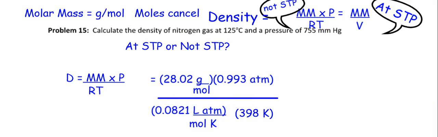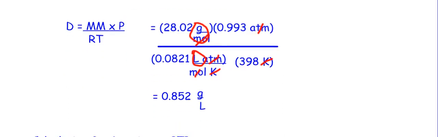Now, I want to show you something. What's going to happen here? What can I cancel out? I can cancel out moles, can't I? I see that. All right. I can cancel out atmospheres, right? I can cancel out Kelvin, can't I? Yep. All right. What are my only units left? Grams and liters. So grams divided by liters, grams per liter. Isn't that a unit of density of mass over volume? Well, yes, it is, by golly. So 28.02 times 0.993 divided by 0.0821 divided by 398 is this.